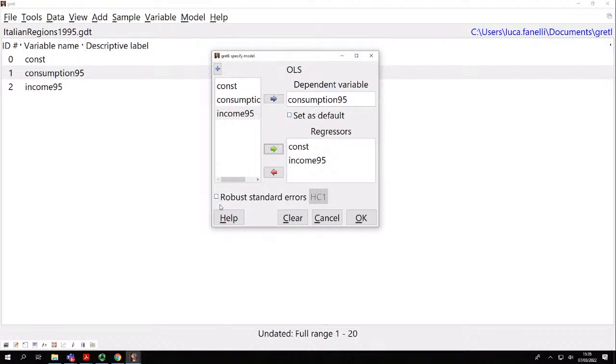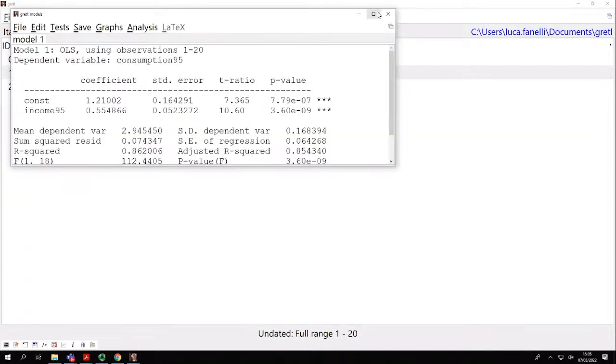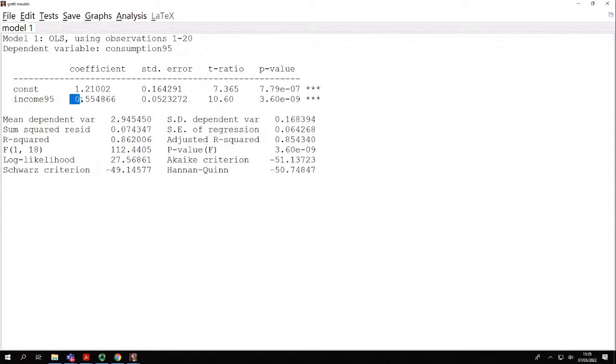For the moment, I don't click robust standard error because we already did the job actually. Let's click OK. This is the estimated model. We find that the beta-2 coefficient, which captures the elasticity of consumption with respect to income, is 0.5, okay? With a standard error of 0.05, t-ratio 10.